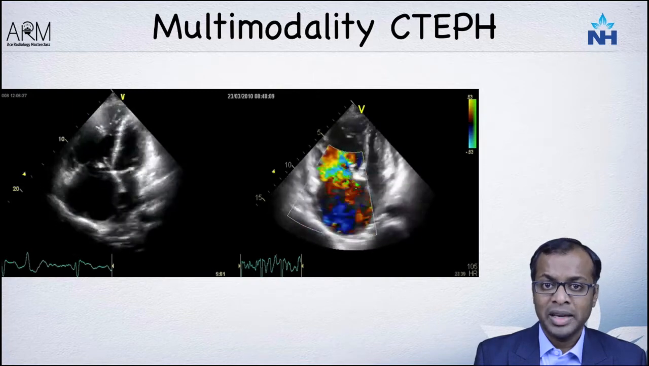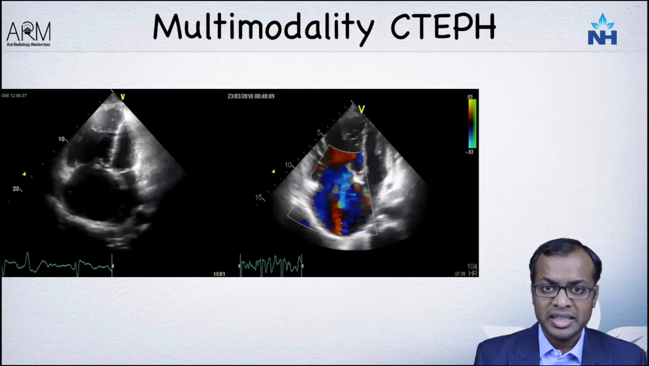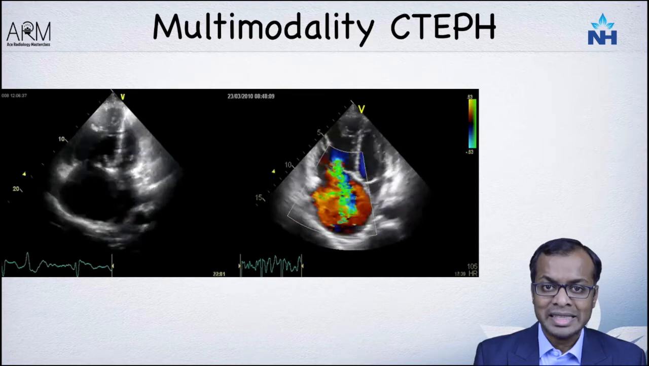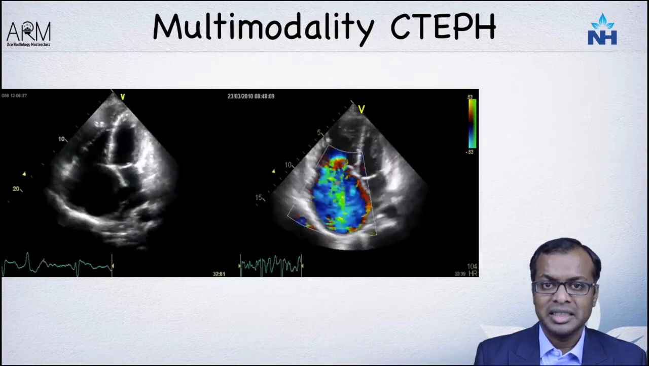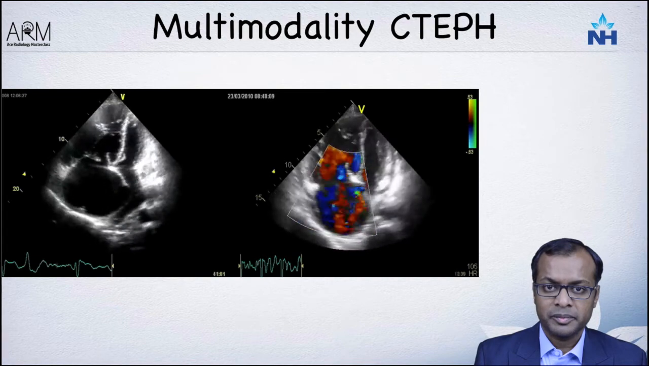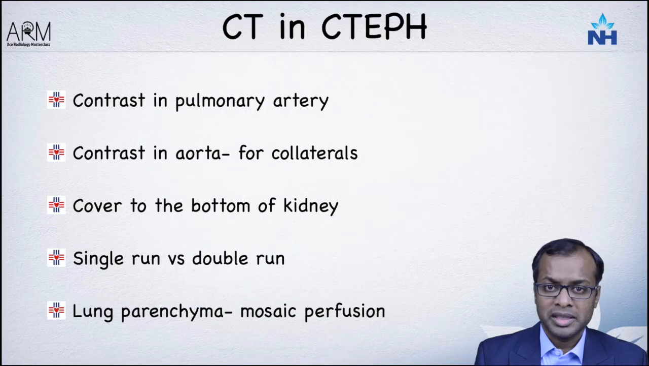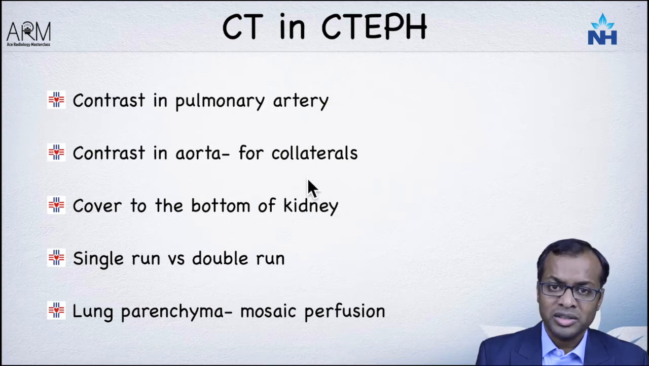So echo will help us in assessing the RV dynamics and also give us an estimation of the pulmonary arterial pressure in these patients. To get a good quality scan, you need contrast within the pulmonary artery so you can tell whether there is acute or chronic pulmonary embolism and the true extent of disease. You also need contrast in the aorta to look at the collaterals, because collaterals are a feature of chronic pulmonary embolism and not seen in acute pulmonary embolism.